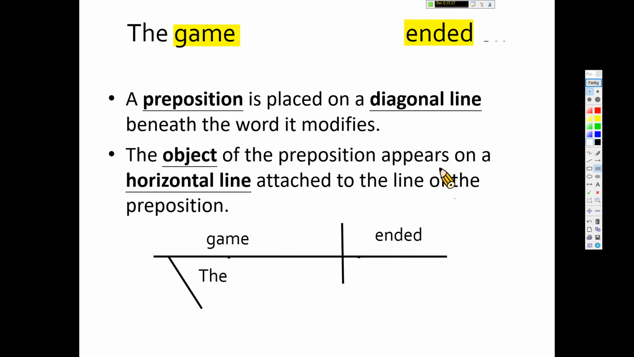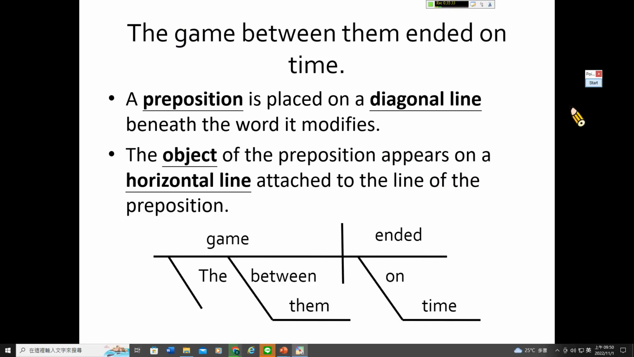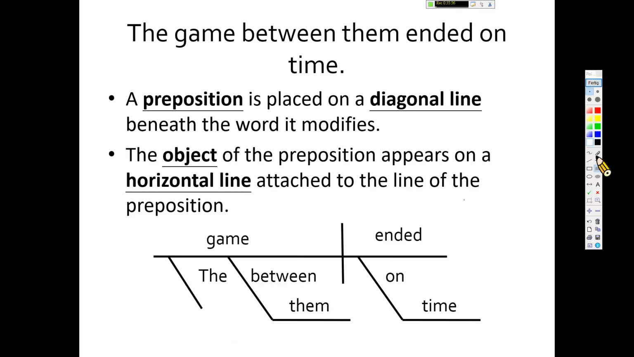That's it. So now we learn how to draw a prepositional phrase, right? First of all, we use a diagonal line to allow the preposition to sit down. And also we have a horizontal line, 平行线, to allow the object to sit here. And then we connect them together to form a section. And the section is a modifier. Okay, so now let's move to the next one.